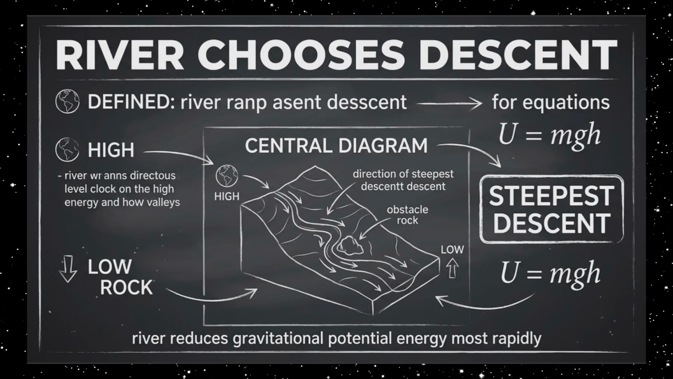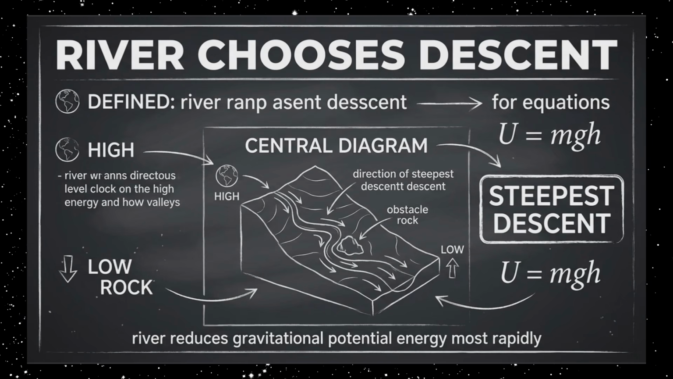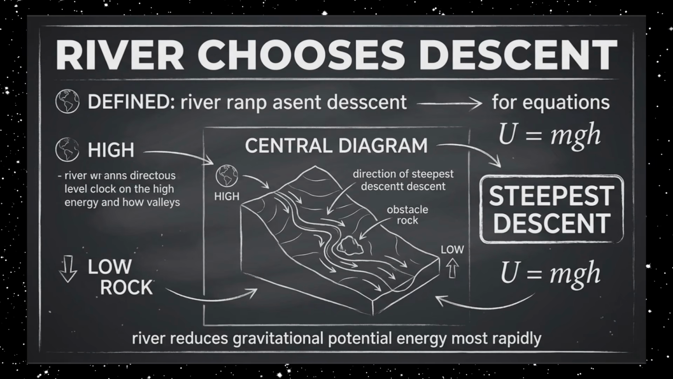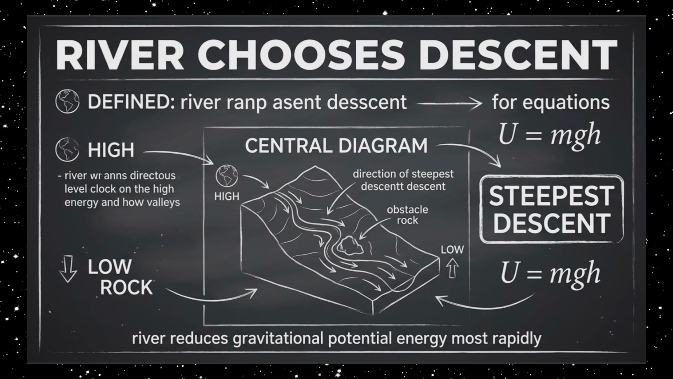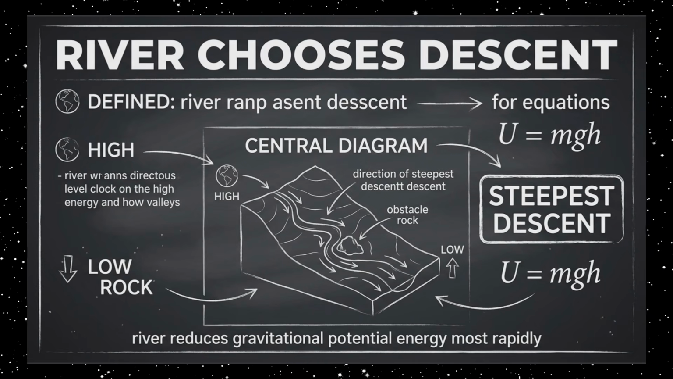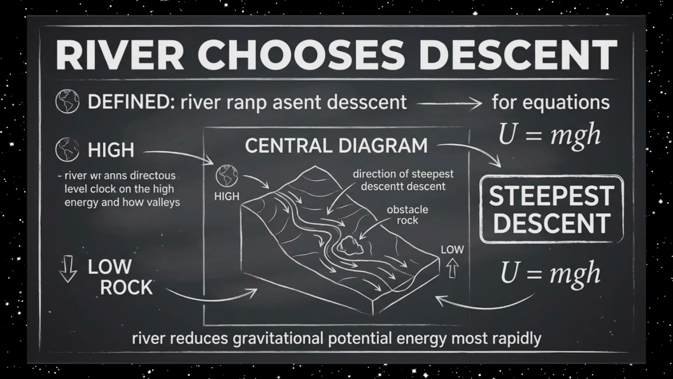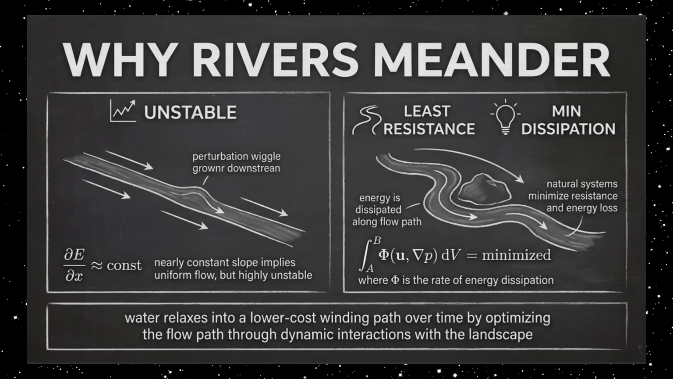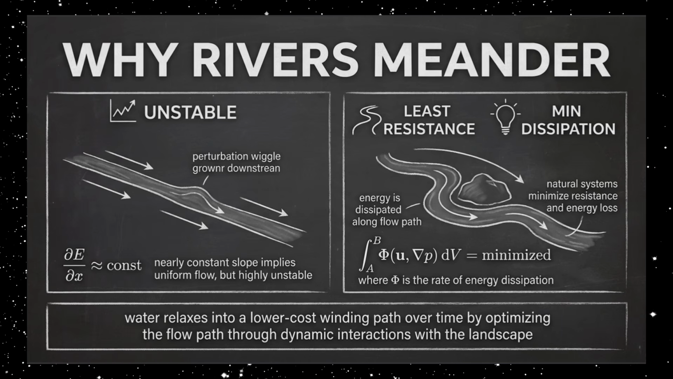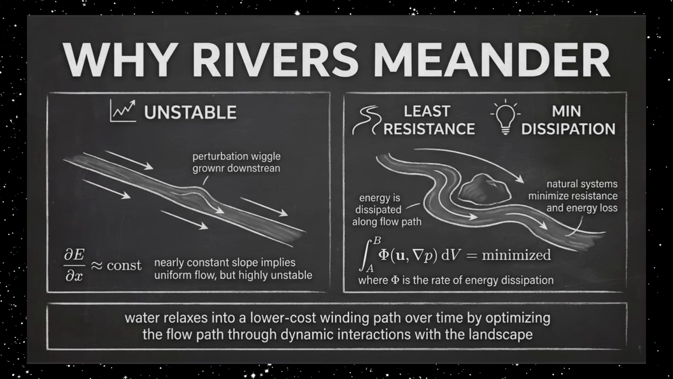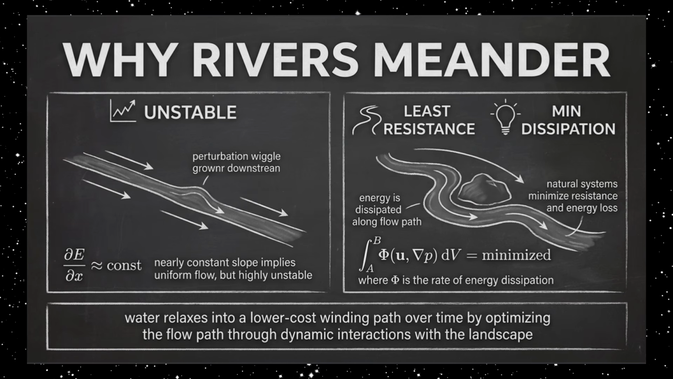A river cuts across a landscape. The path it follows is not random. It follows the path of steepest descent, which means it's always moving in the direction that reduces its gravitational potential energy most rapidly. When it encounters an obstacle, it doesn't stop and reconsider. It just goes around, finding the path of least resistance, which is equivalent to the path that minimizes the total energy dissipated as the water flows from high ground to low ground.